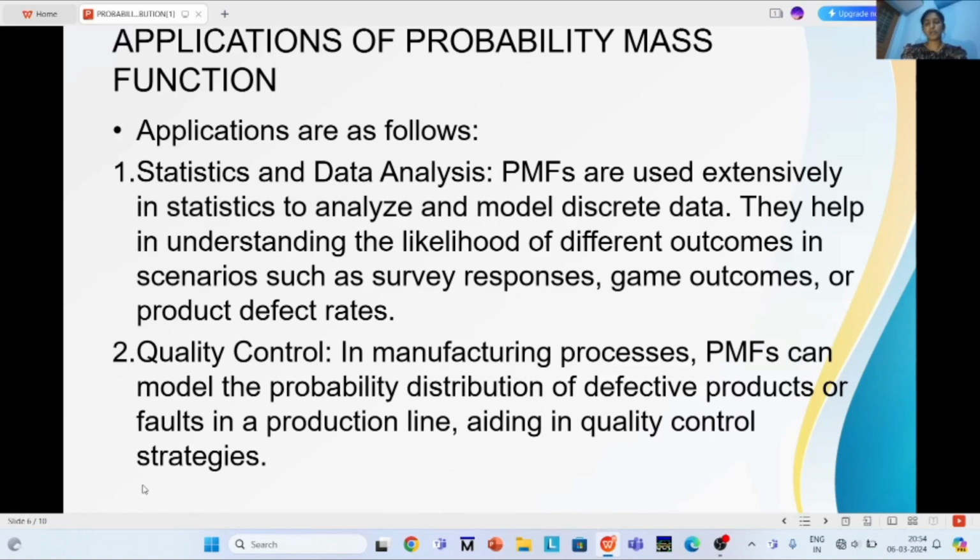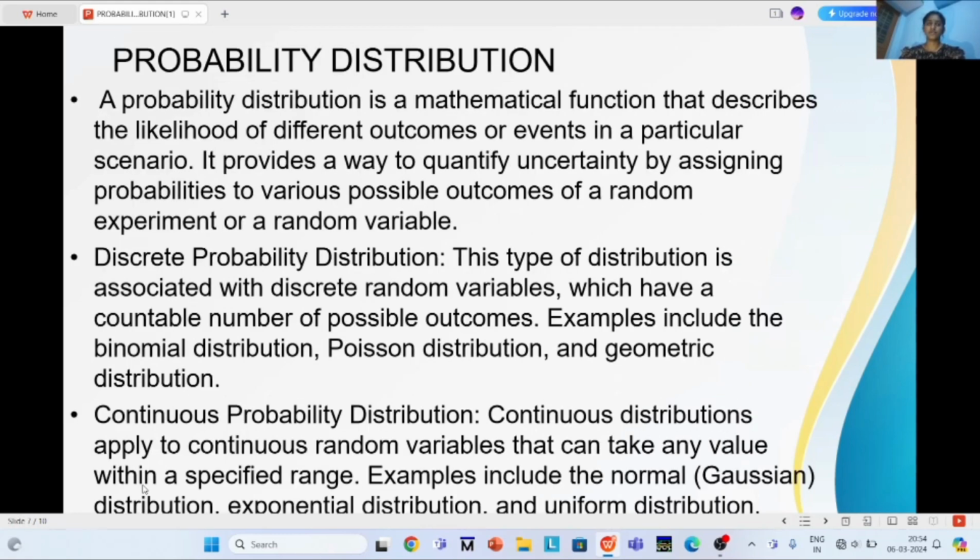In quality control, the probability mass function can be used in manufacturing processes. Probability mass functions can model the probability distribution of defective products or faults in the production line, aiding in quality control strategies. And next we have probability distribution.